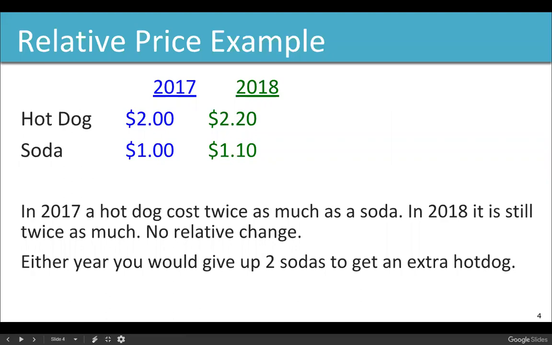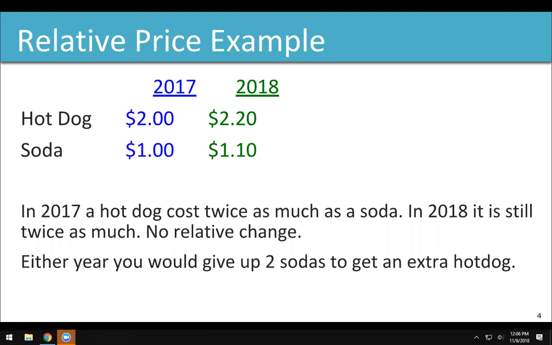Examples of the thought process here. In 2017, a hot dog was $2, a soda was $1. Hot dogs are twice as much as a soda. In 2018, hot dogs went up in price, soda went up in price. But what's happened in 2018? Hot dogs are still twice as expensive as a soda. Right? So did your decision making really change? No.